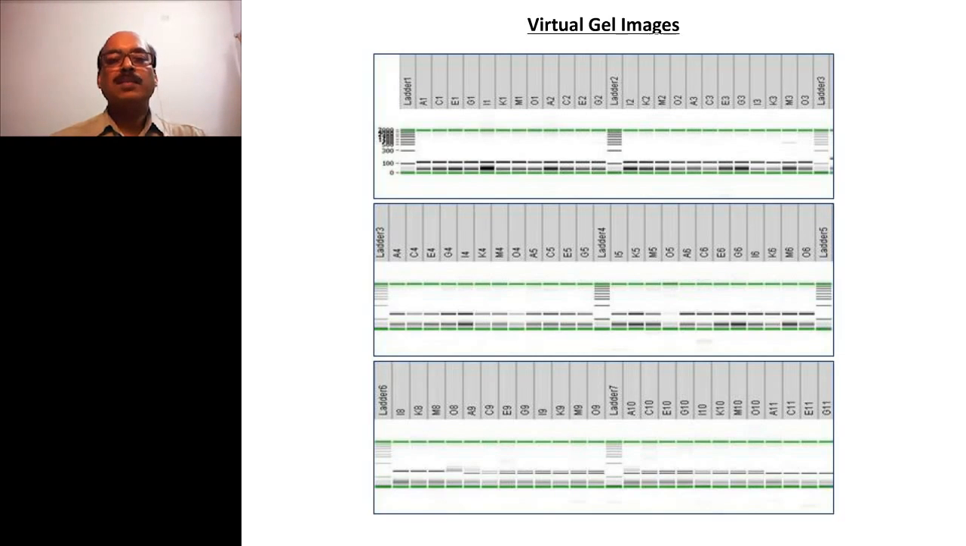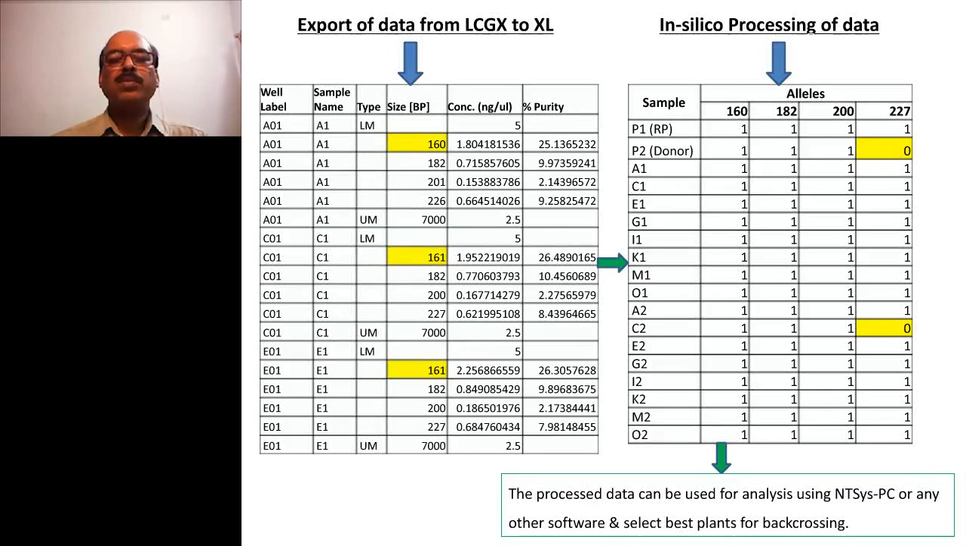Coming to the data part, the system acquires data from the DNA samples being analyzed, and this can be easily exported from, of course, we are using LCGX. From there, the data can be exported to an Excel sheet just by the click of one button. And from here, you can easily see what kind of alleles are there. Like this is an example where we have these 4 alleles, and they are not showing any polymorphism.